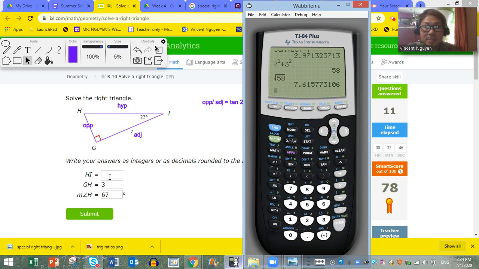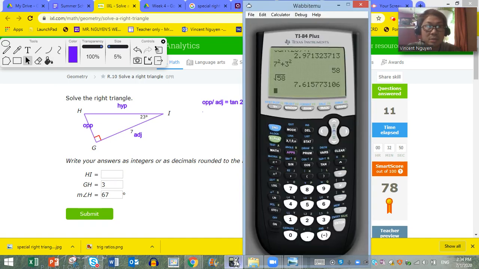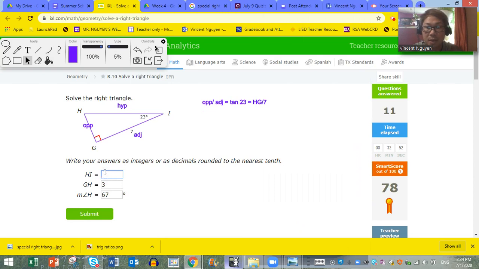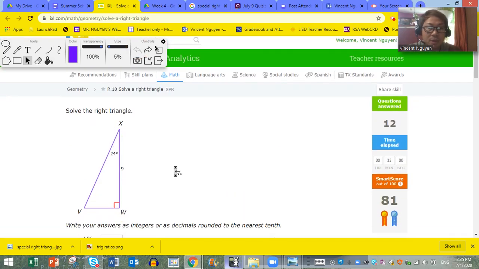So 7.6, because I now have two sides, right? What was my answer? 7.6, okay? Let's see. Yay, okay, that's correct. Perfect. Okay, we're at 81.